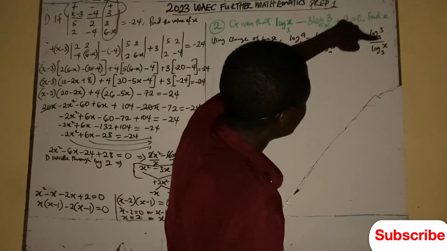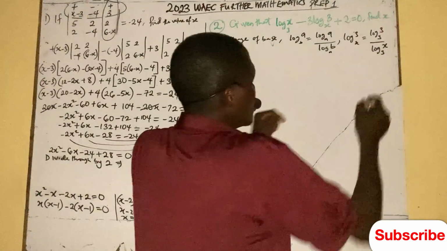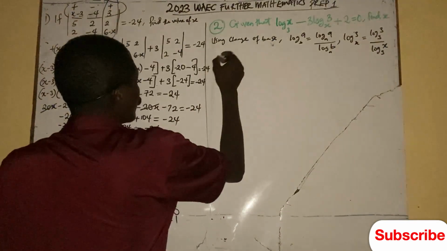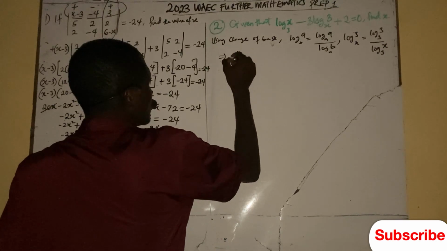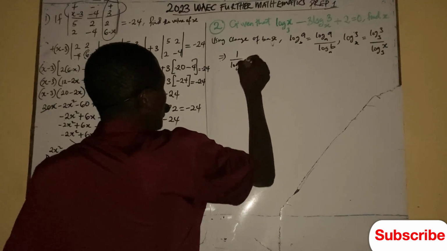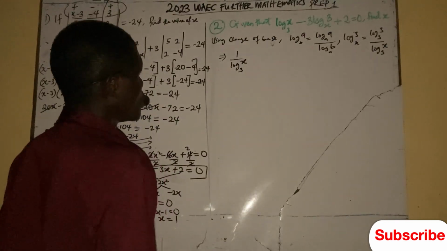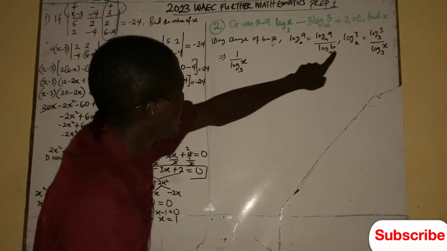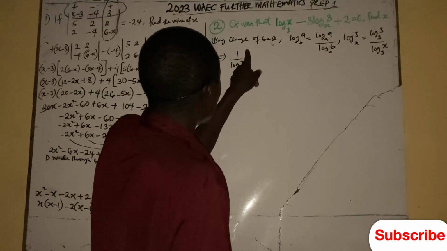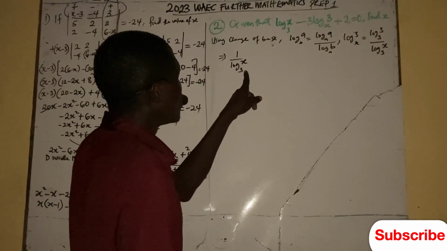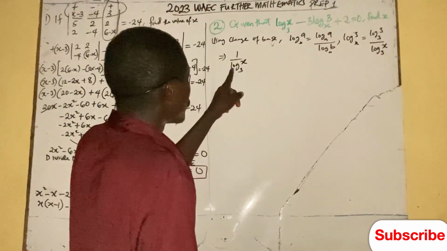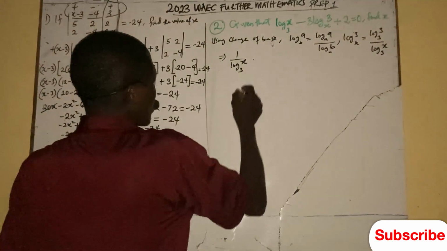So log 3 base 3 is 1. Please note that. Because they are the same, log 3 base 3 is 1. So you have 1 over log x base 3. So log 3 base x has changed to 1 all over log x base 3. Please note that. Everything here has changed to 1 over log x base 3. So that's what I want you to note.